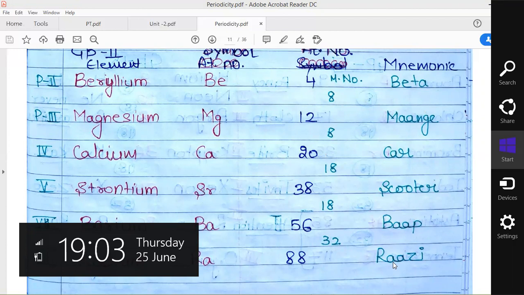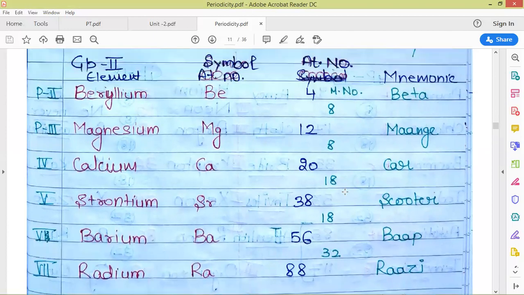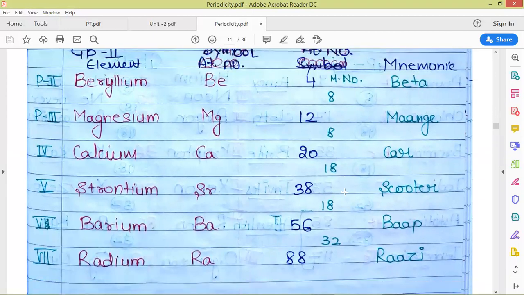So a son is demanding conveyances from his father, and his dad is agreeing to his demands. So this is the mnemonic: beta, mange, car, scooter, Baap, Razi.